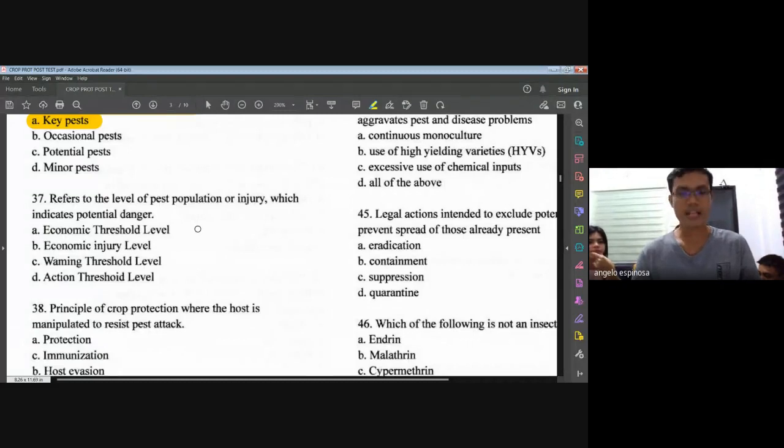Number 37 refers to the level of pest population or injury which indicates potential danger. The correct answer is letter C. It is warning threshold level. This is a warning threshold level, not warming. That is warning threshold level. Okay?